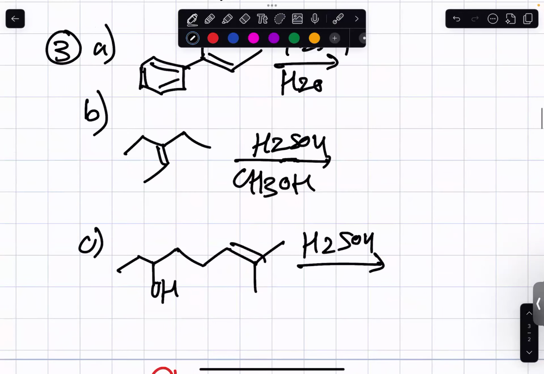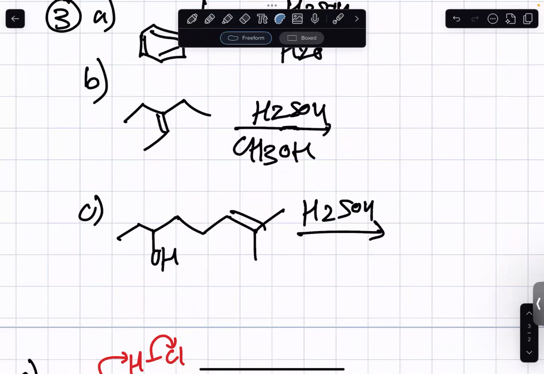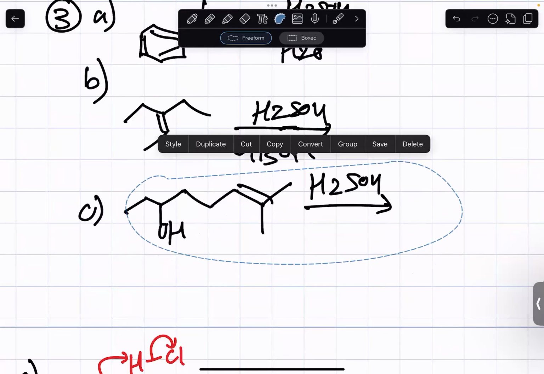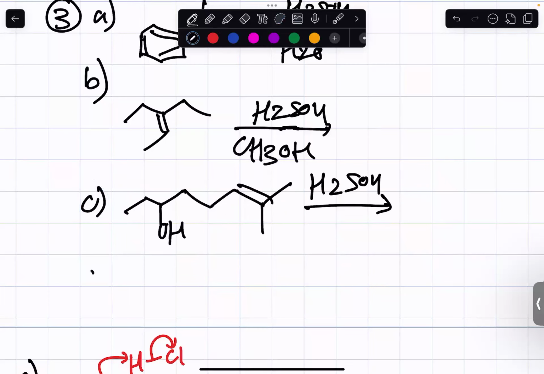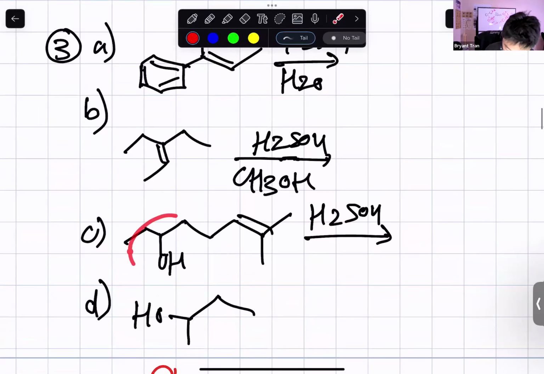So in these cases, when we know there's a potential ring that's going to form, there's an alcohol attached and an alkene, and an acid with nothing else, no alcohol, no water there. You know that the alcohol or water is part of the molecule, so you know that a ring is going to be formed.